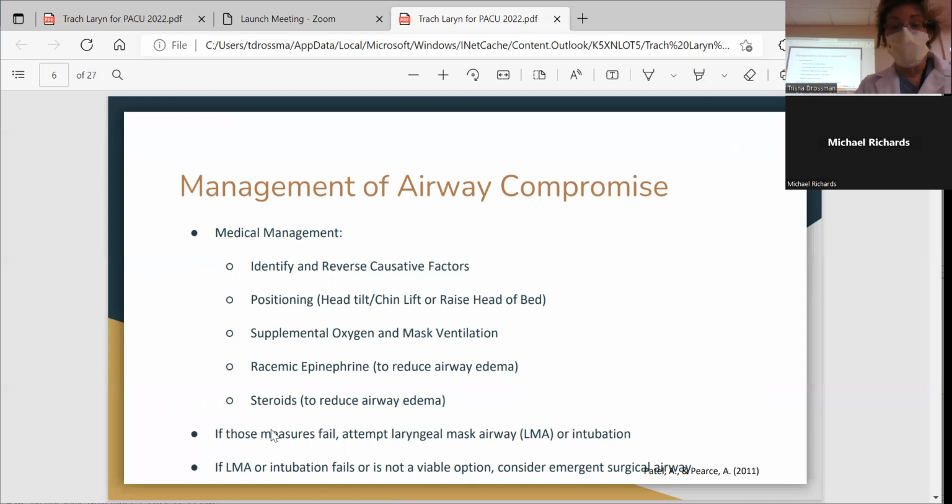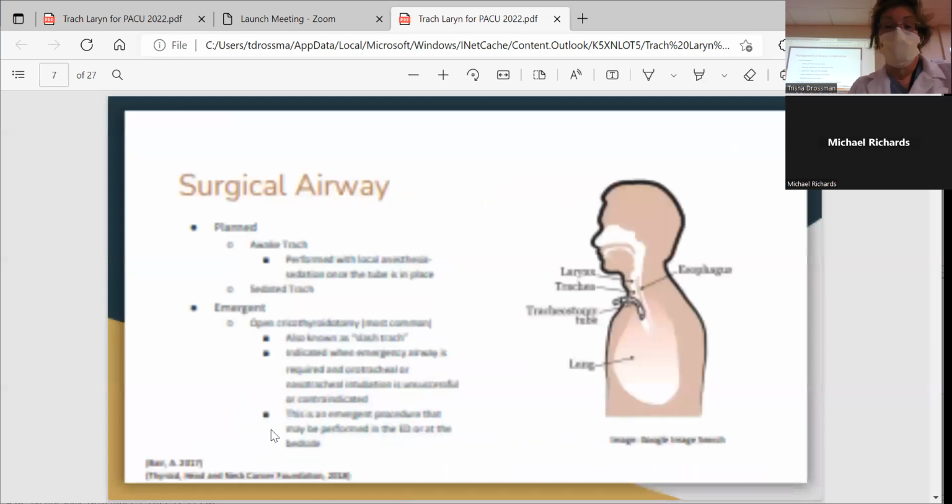Usually the majority of the time, these initial measures can be helpful, but if they don't, then we have to start looking at mechanical ways of managing their airway and perhaps doing an LMA or intubation. At this point, we obviously want to get the surgeons involved, because it's usually a surgical airway. Hopefully these above measures will help. We want to avoid doing an LMA without the surgeons being involved, so we're not making things any worse. And then sometimes we have to consider an emergent surgical airway if we're unsuccessful there.